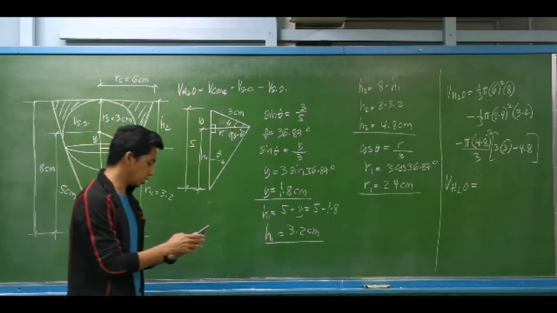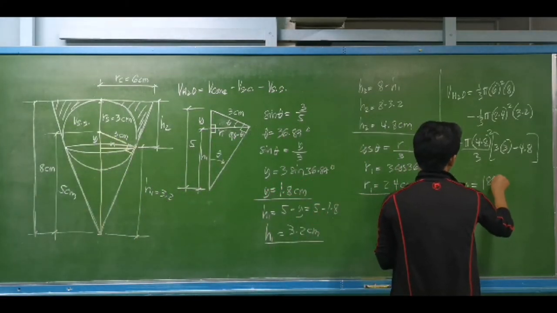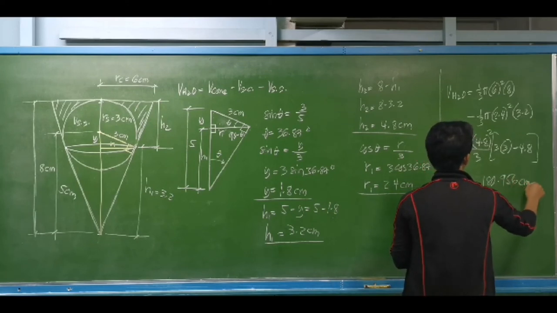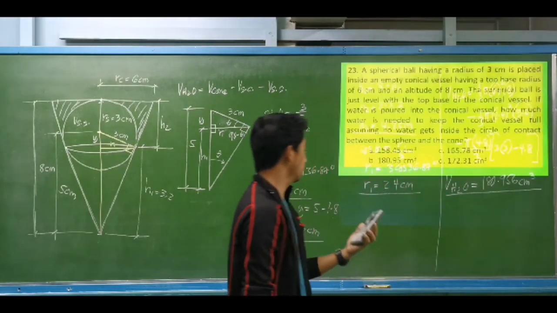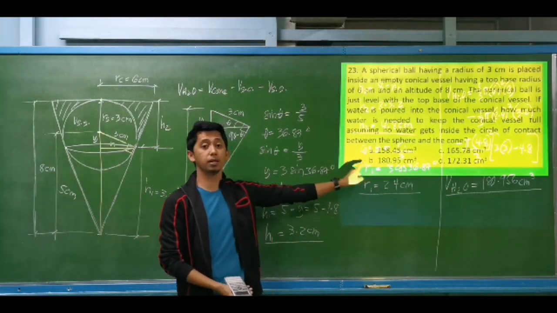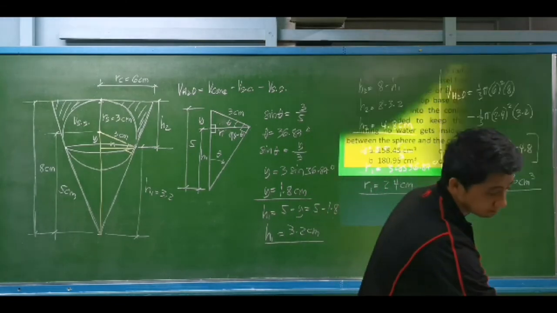Okay, so yung lumabas is 180.956 cubic centimeters. And let us check the choices. 180.956. Okay, pinakamalapit na sa letter B, 180.95. So that will be our answer.